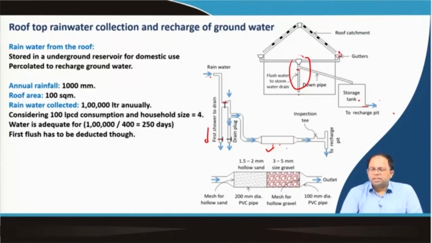Now, what is this filter? This filter means that the water collected on our roof gets some amount of basic treatment. How is it done? We create this chamber which has sand and gravel. We allow the water to pass through both sand and gravel.